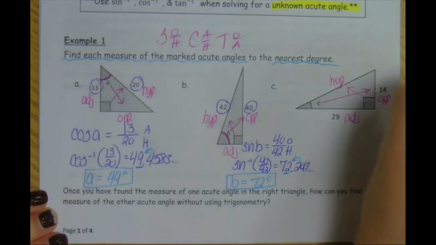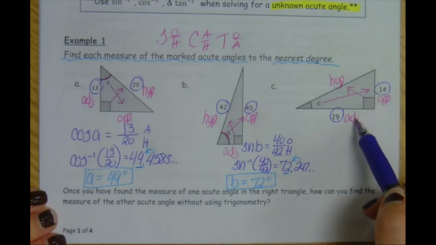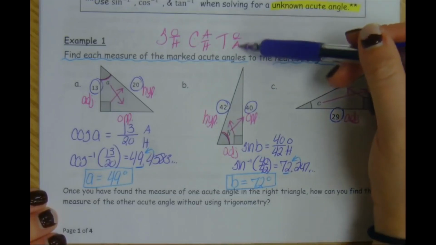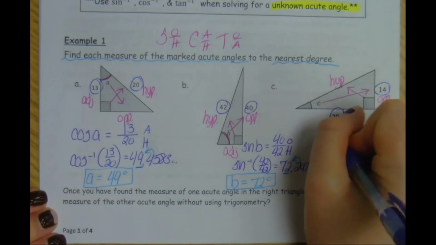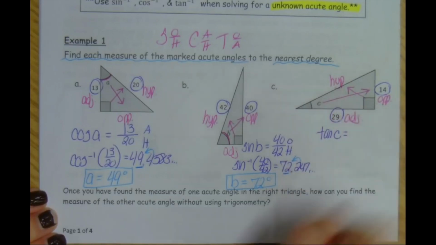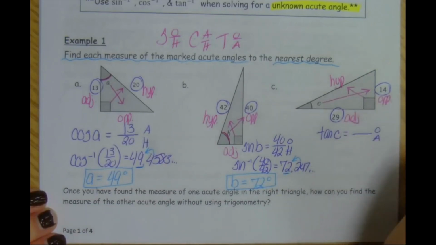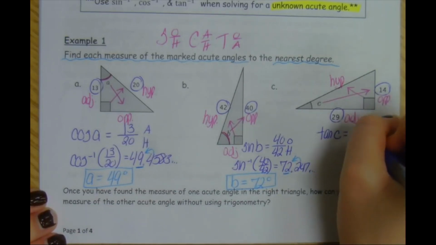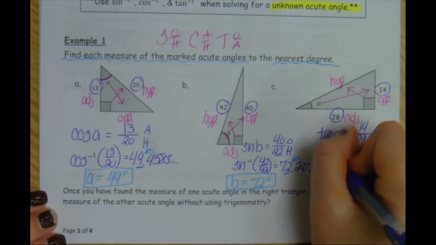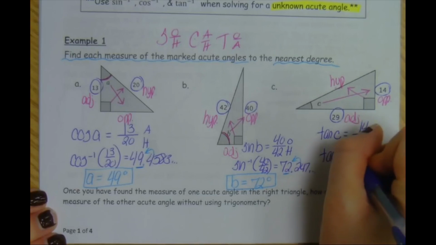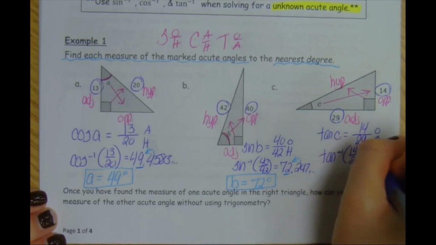I want to go back and see what I'm working with here. 14 and 29. That's the opposite and the adjacent. What uses opposite and adjacent? That's the tan function. So I'm going to write this down. Tan of the angle. Right now my angle is C because I don't know what it is. That's again going to be my opposite over my adjacent, which is 14 over 29. I'm looking for my angle, so I want to use an inverse function to do that. So I'm going to do tan inverse of 14 over 29.